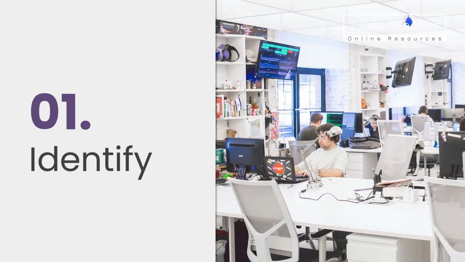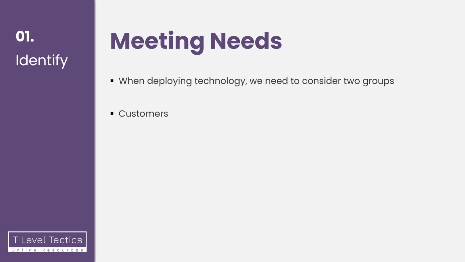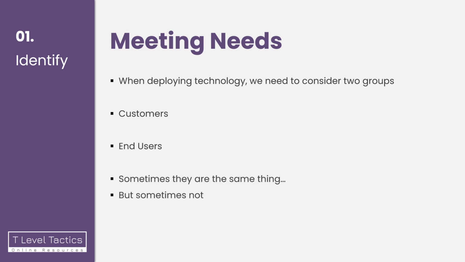Let's start with our first section then. So when deploying technology in an organization, we'll need to consider two groups of people: our customers and/or end users. Sometimes they can be the same thing, and sometimes not. Let's take a look at what the difference is.